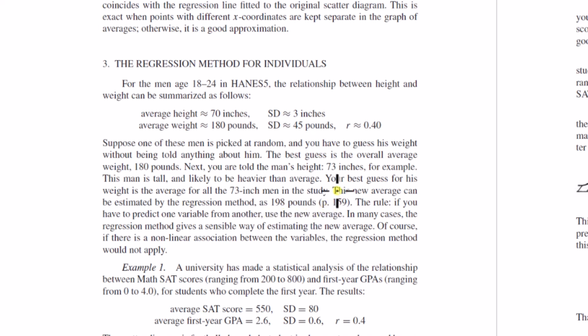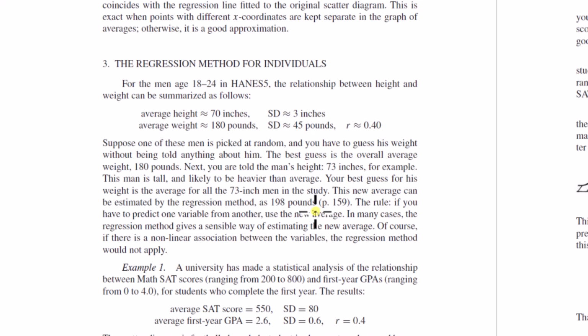Yeah, so here's just a reminder of what the regression method is doing, really any curve fitting method for that matter. Your best guess for the weight of the 73-inch tall man is the average weight of all 73-inch tall men in the data set. That's the best guess. Can't get any better than that. Now, the regression method estimates what this average is of the 73-inch tall men's weights: 198 pounds.